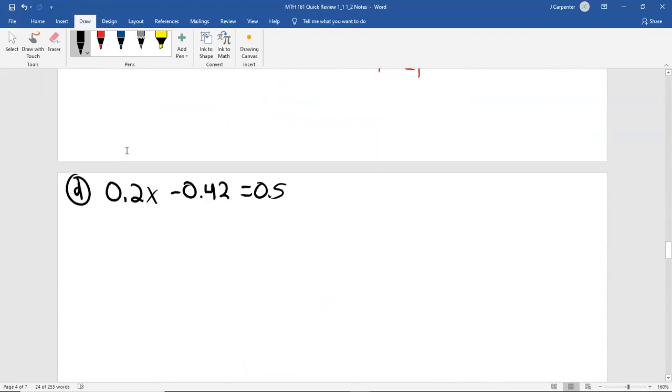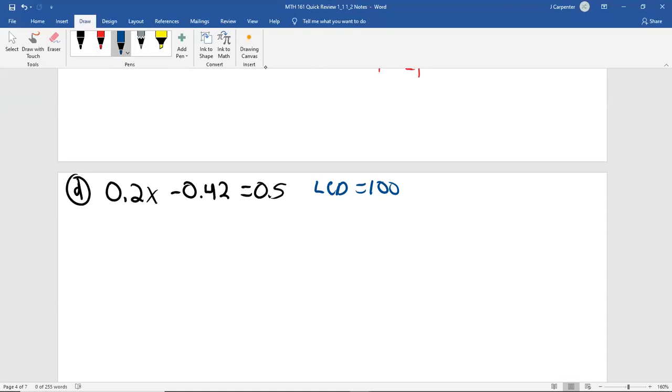So with that in mind, there is one decimal place in this first one, 0.2. There are 2 decimal places in 0.42, and there is 1 decimal place in 0.5, which means that our LCD has to be 100. 2 decimals was the most, so we need 2 zeros. If this was 0.425, the LCD would be 1,000.